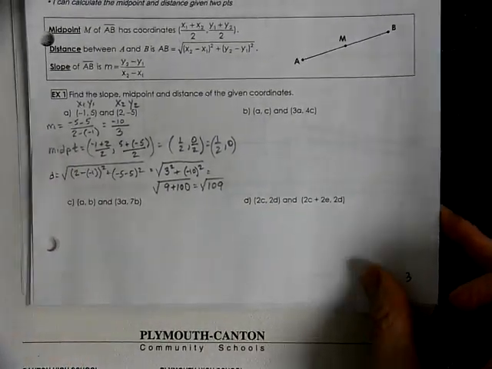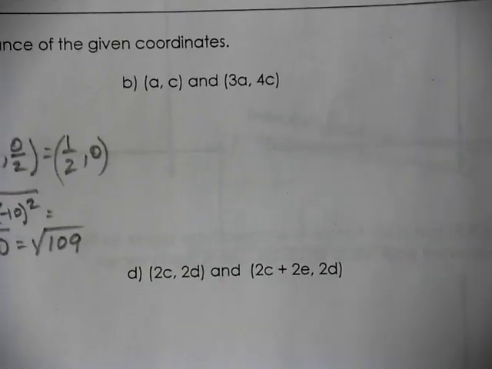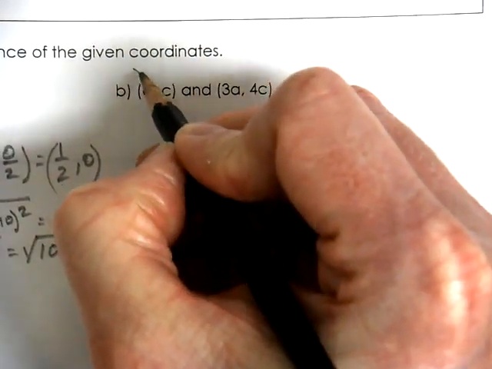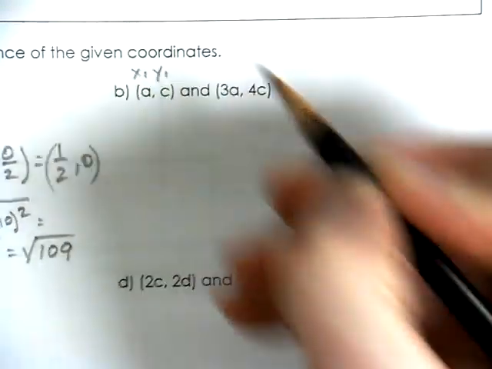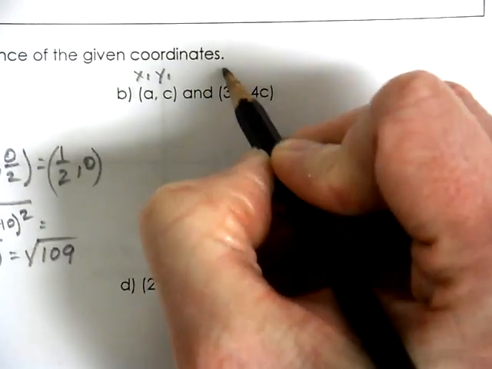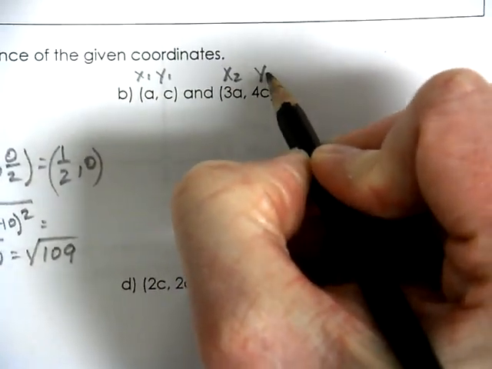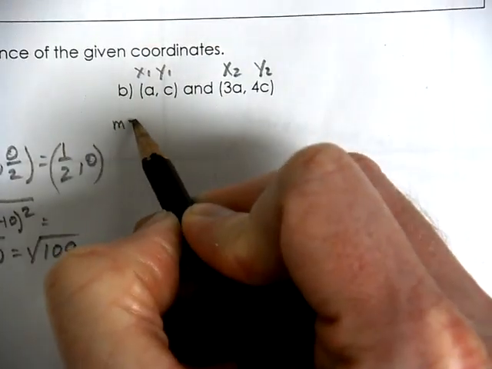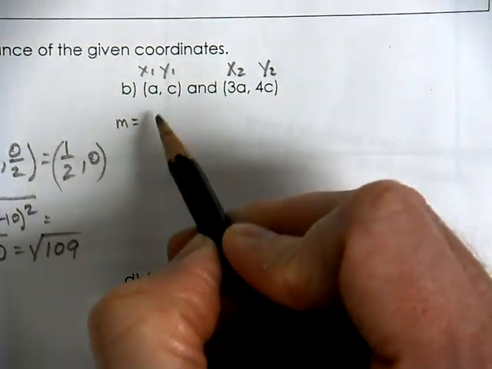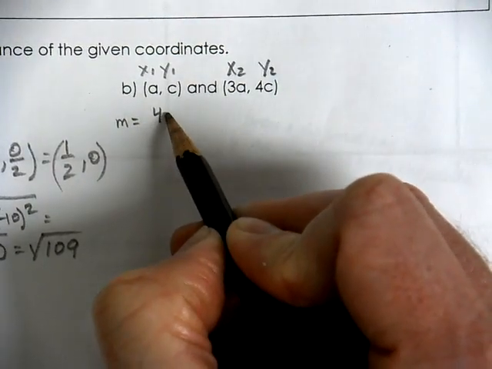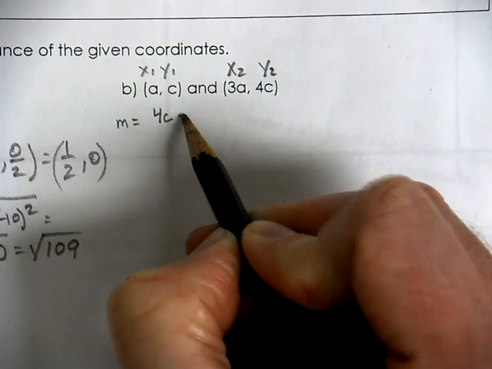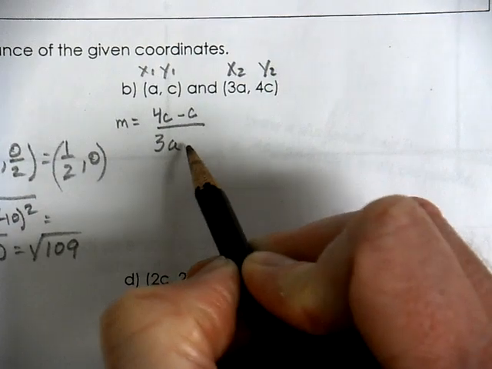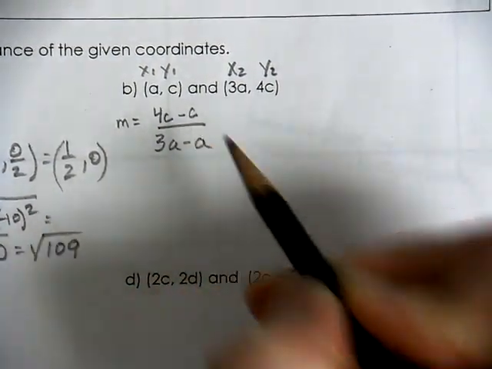Now we're going to try it using letters. So I would suggest, of course, to label your points. x1, y1, x2, y2. So our slope is going to be y2, we have 4 cats minus 1 cat over 3 apples minus 1 apple.